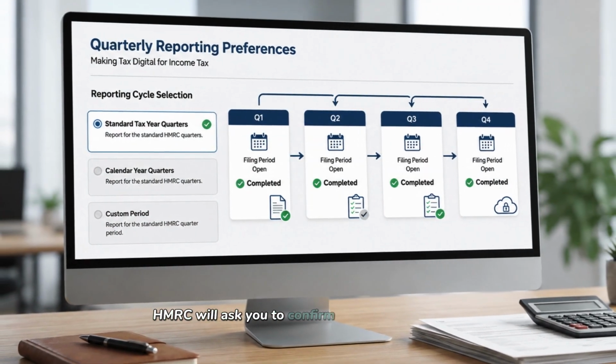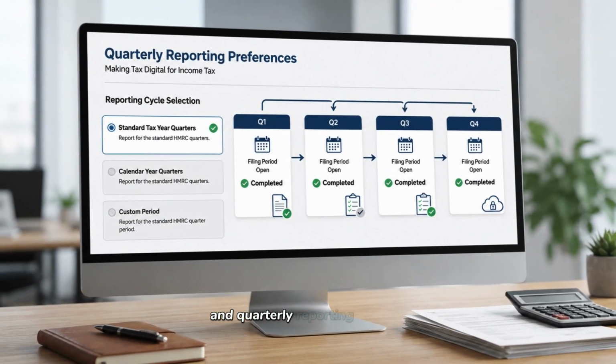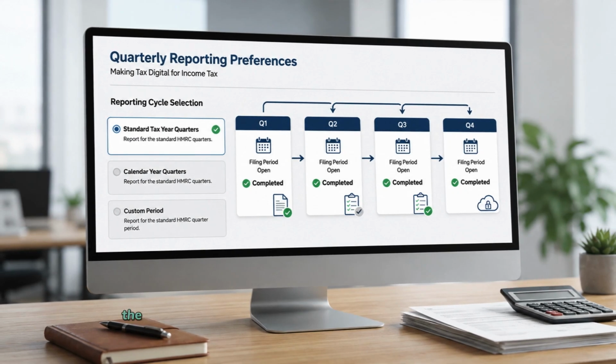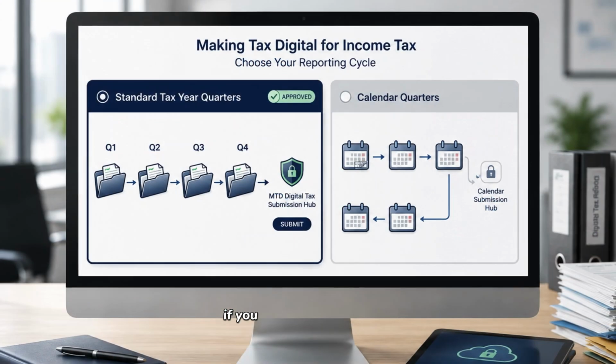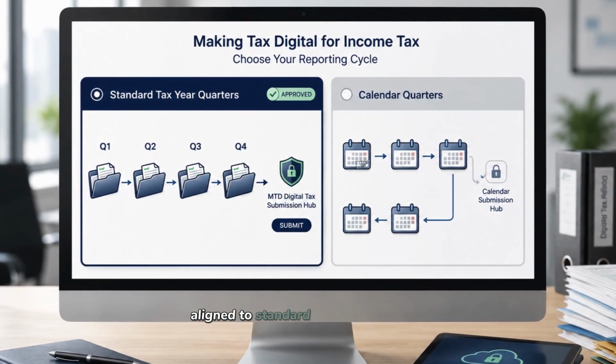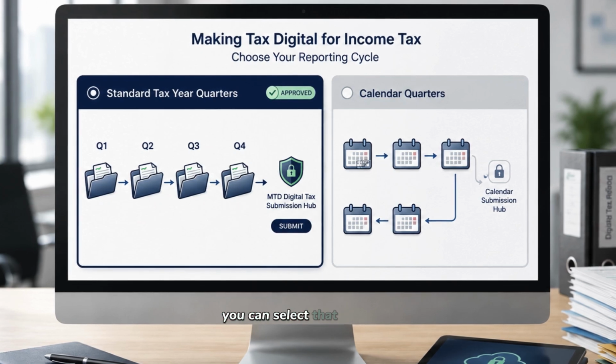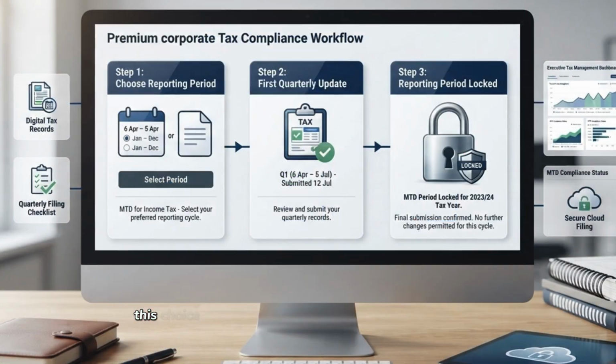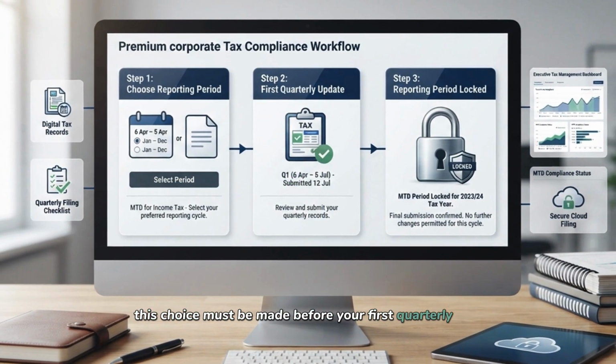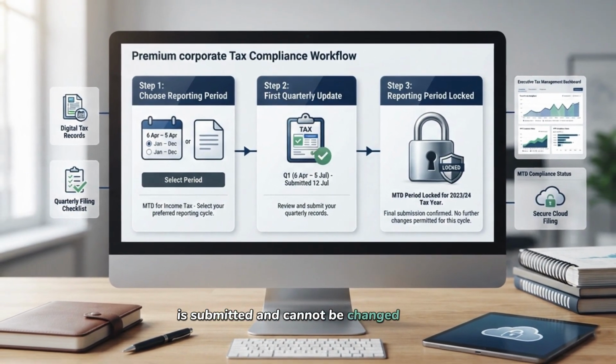HMRC will ask you to confirm your accounting period and quarterly reporting preference. The default is standard tax year quarters, running from the 6th of April with deadlines on the 7th of August, the 7th of November, the 7th of February, and the 7th of May. If you prefer calendar quarters, aligned to standard calendar month ends, you can select that option here. This choice must be made before your first quarterly update is submitted and cannot be changed mid-year.